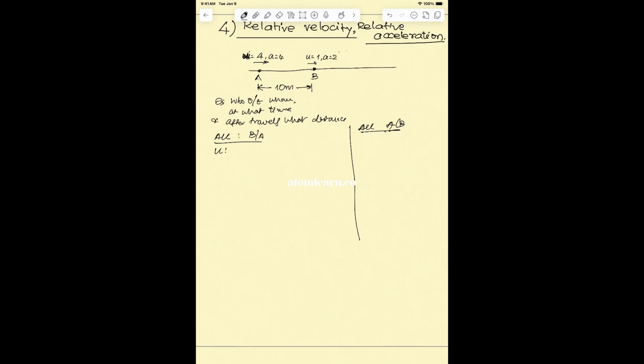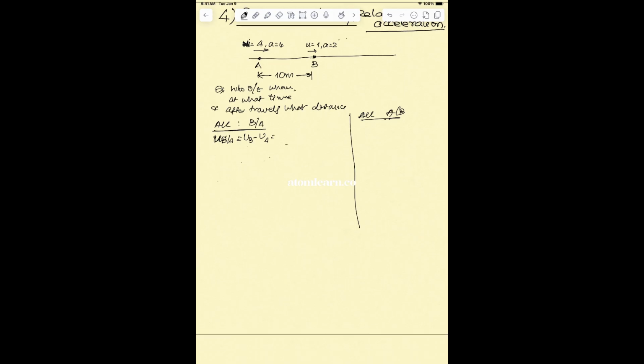Very similarly here, we want all calculations to be relative to A. Therefore, we are talking about the velocity of B relative to A. We must actually write B relative to A, but because I have already put it on top saying that all calculations are based on B relative to A, I'm going to omit it every time. This is nothing but UB minus UA, because we are making A at rest. UB is 1, minus UA is 4, therefore it's minus 3.